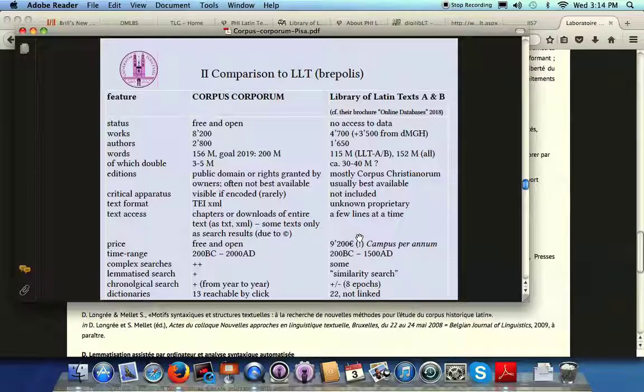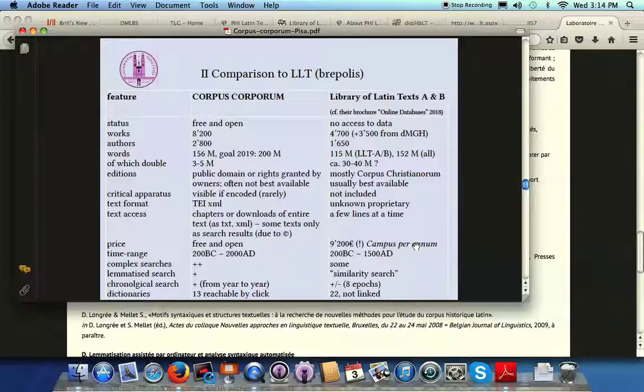I believe we have more complex searches than the Library of Latin Texts. We have lemmatized searches. They have similarity search, which is something similar to lemmatized searches, but of course not the same thing. If you search Pharaoh with them, you won't find Thule, for example. And the chronological search is also a feature we both have, but they have 8 epochs. So basically, you can search within some epochs with them, and with us, you can search between year A and year B, as you like.